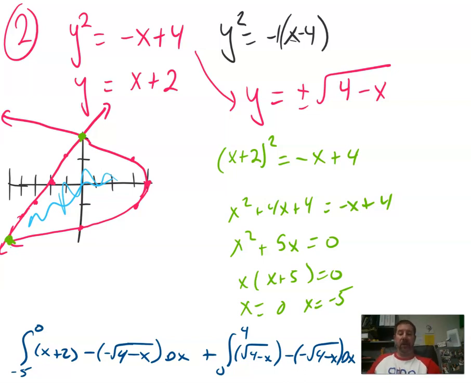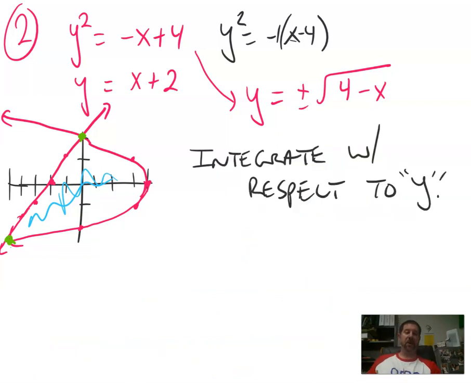Now if you look at this and start to think about solving it, that is going to be insane and not a lot of fun to integrate. Not fun, right? To integrate all of this stuff right here. So this is probably not the best way to go about this. There's got to be a better way, and that's what I want to show you here. This better way is to integrate with respect to y.